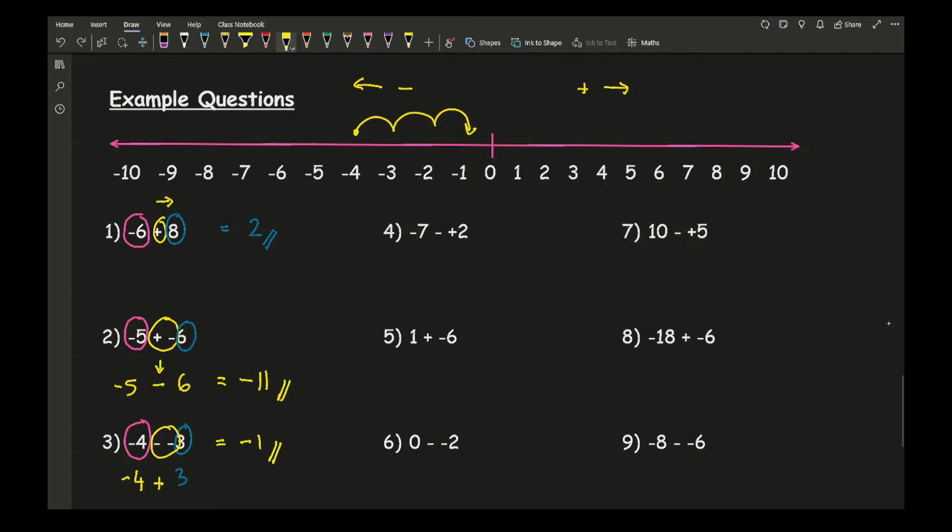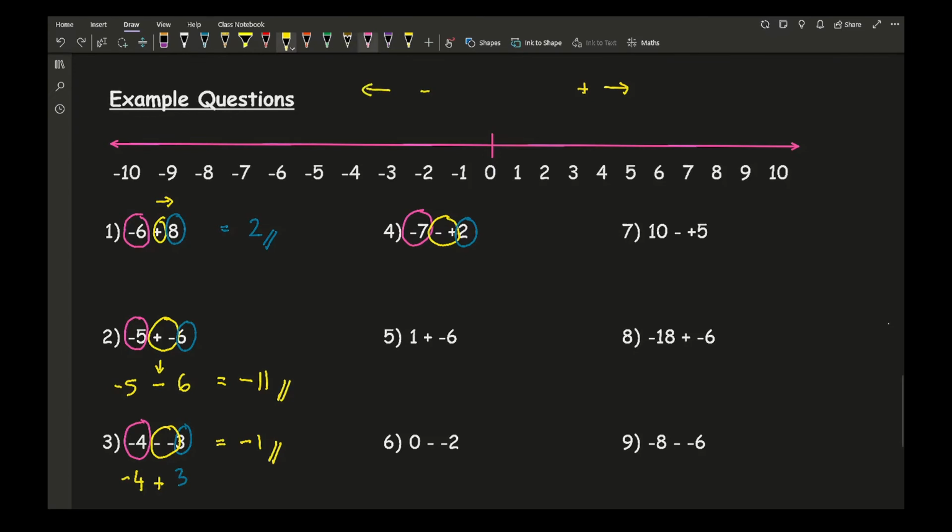Moving on to question 4 again. I've got my starting position, I've got my direction, and I've got my number of places. So here I'm starting at -7. So again, let's just get rid of this number. Oh, I don't want to get rid of that.